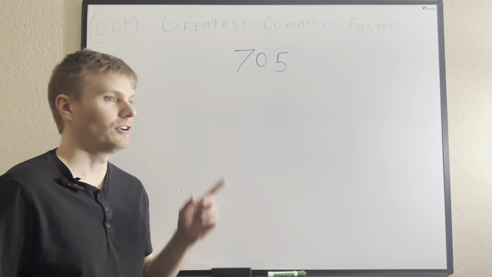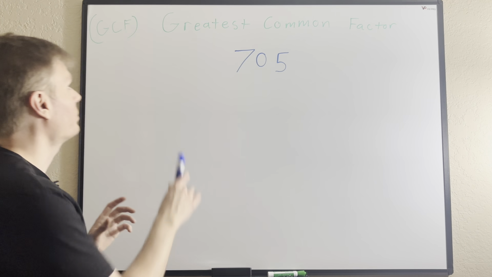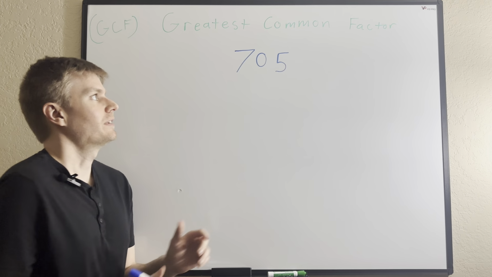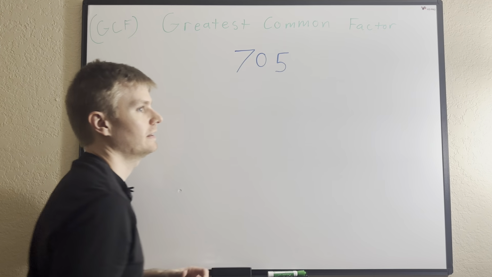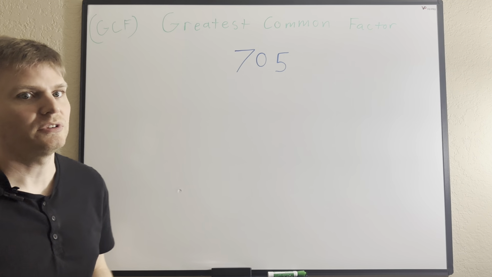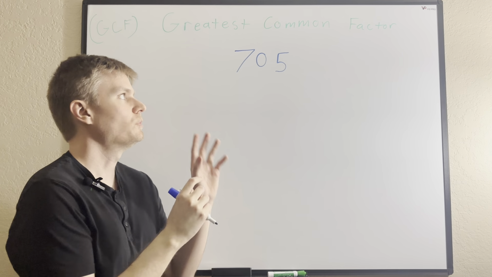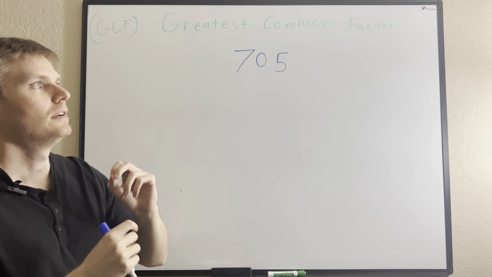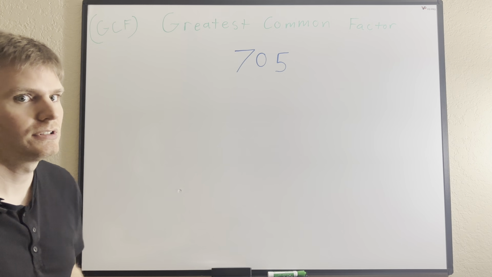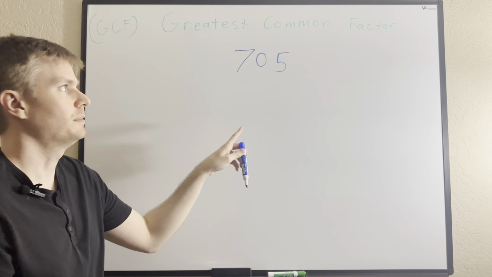All right, in this video, I'm going to go over the greatest common factor, or GCF, as we like to abbreviate. But first, I'm going to go over just factoring, just as a quick reminder of what factoring is. Factoring is reducing a number to the different combinations of prime numbers that multiply together to get that number.